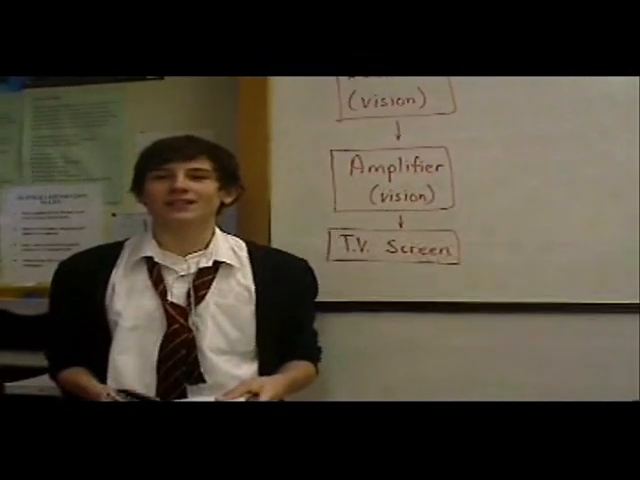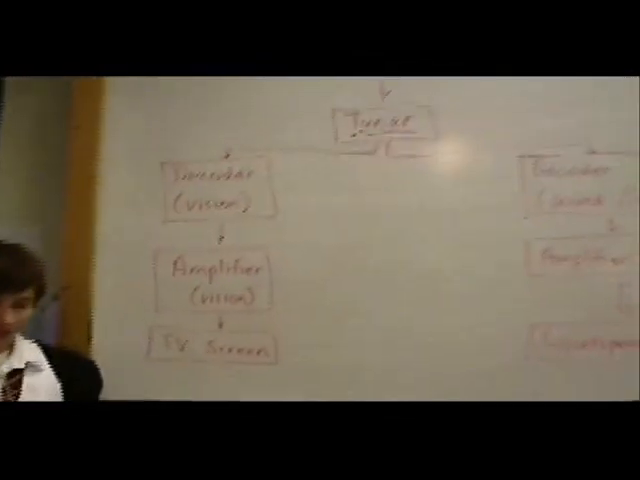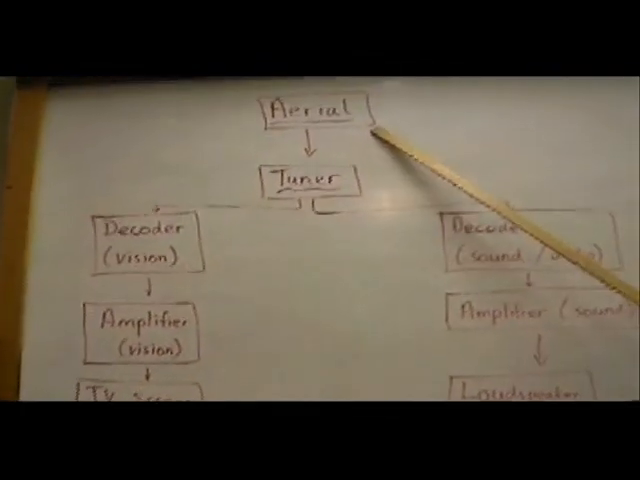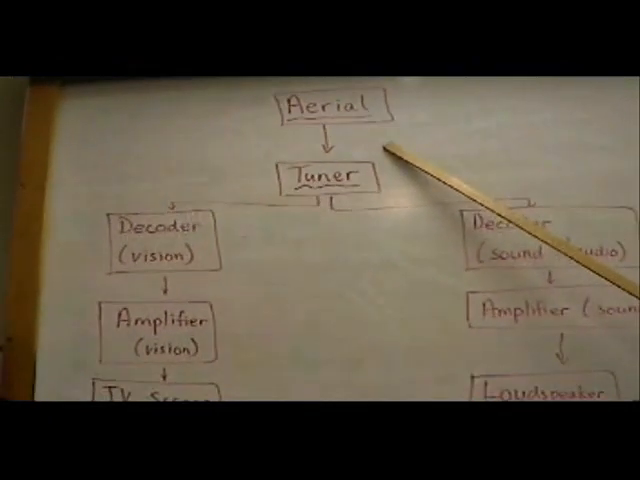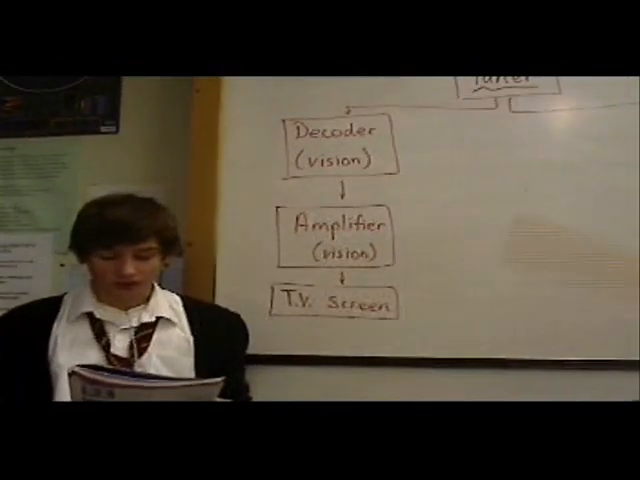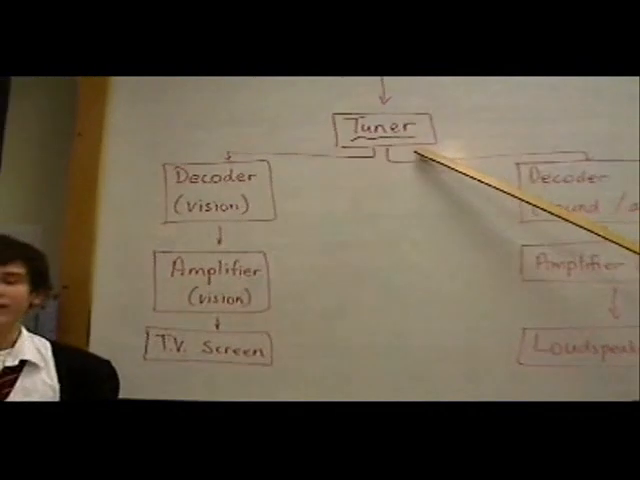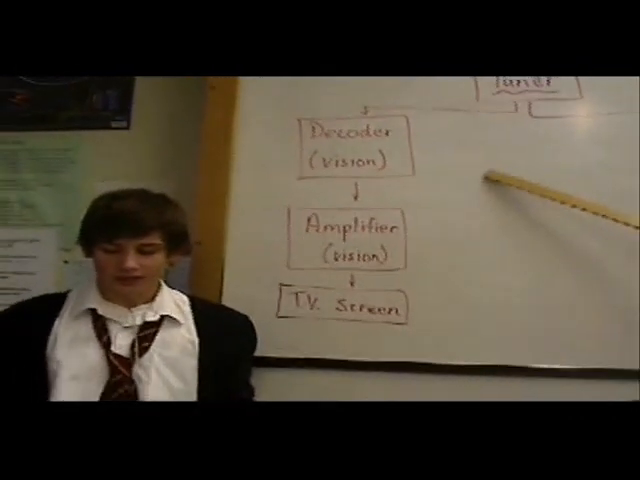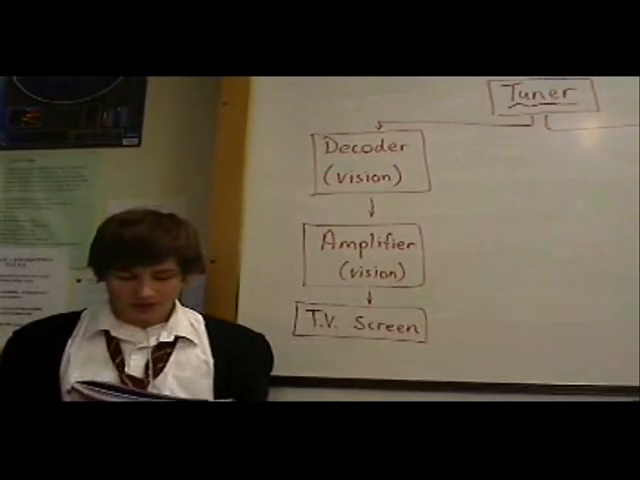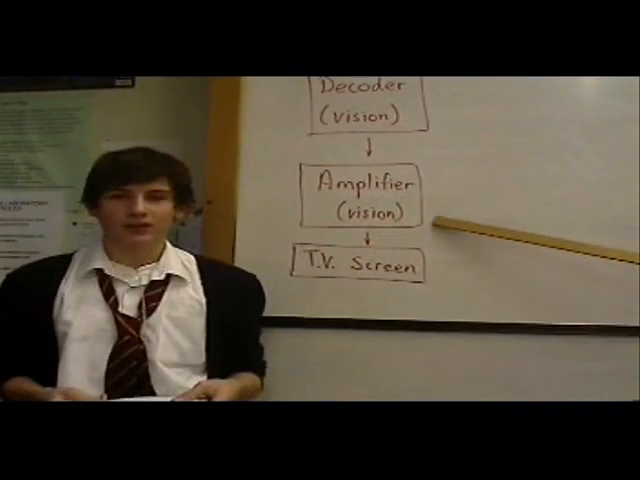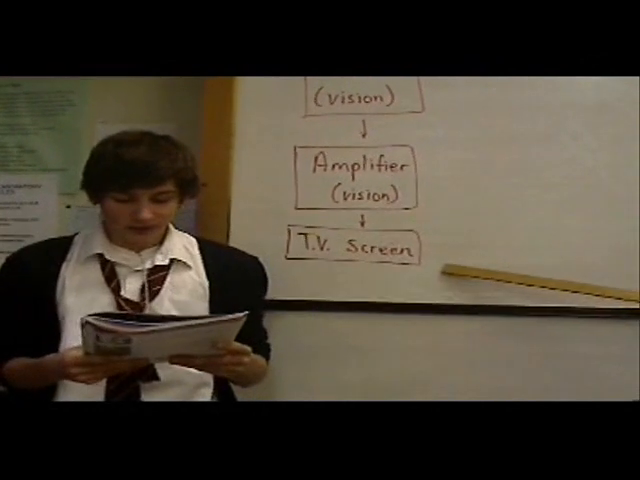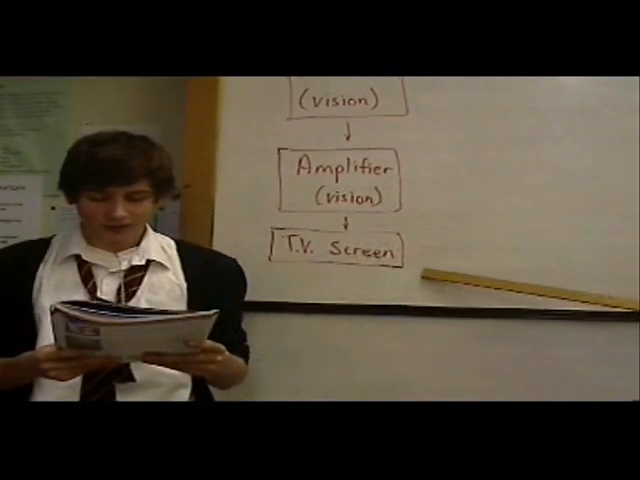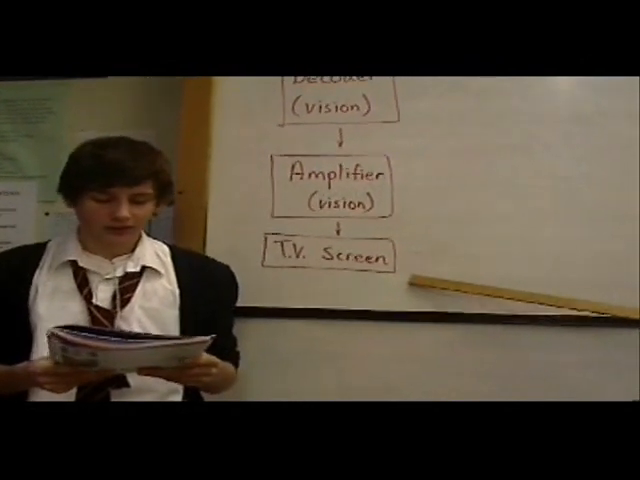The main parts of the TV are detailed to my left. Aerial. Picks up all the TV signals and changes them into electrical signals. The tuner. Picks out the frequency of the TV and selects the station you want. The decoder, vision, selects a signal from the waves. The amplifier, vision, makes the signal stronger. The TV tube, well, TV screen, sorry, turns the electrical signal into light.